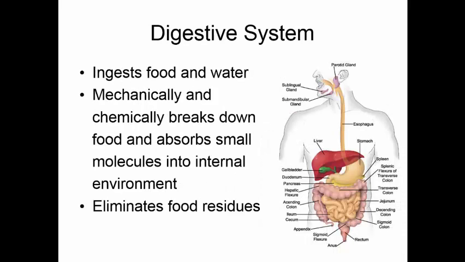The digestive system ingests food and water, mechanically and chemically breaks down all that food, and absorbs the small particles and molecules that are within that food. And then lastly, you eliminate the residues, or the leftovers. It includes your stomach, your liver, your intestines, your gallbladder, all that good stuff. Pancreas, spleen.